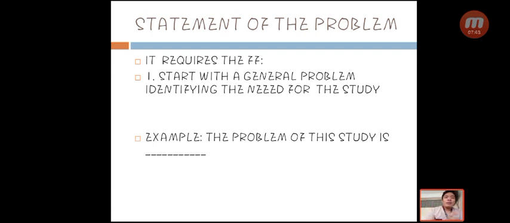Example, the problem of this study is, blank. And sa statement of the problem, kailangan meron kayong introductory part na "the problem of this study is to provide," and etc. At pwede ninyong ilagay dun yung inyong thesis title. Halimbawa, the problem of this study is to concise the business and etc. to grade 11 students, and etc. So, kailangan lalagyan ninyo ng ganung part.